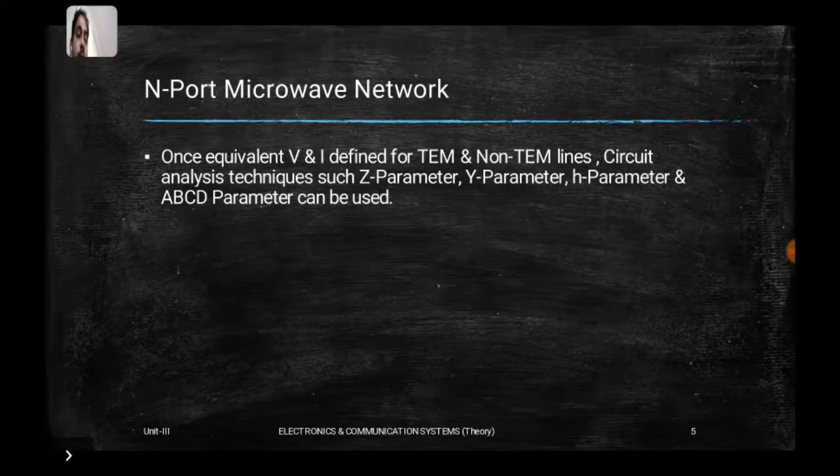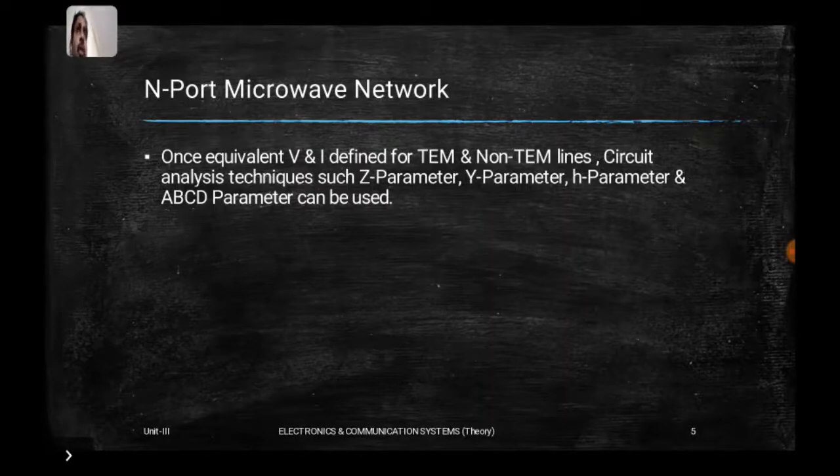When you find the equivalent voltage and current, mainly for TM, and for non-TM it is complicated, but it is not impossible. But once I know the equivalent voltage, I can use the circuit analysis techniques. So what are the different techniques in traditional electrical circuit analysis? We have Z parameters, Y parameters, and H parameters.